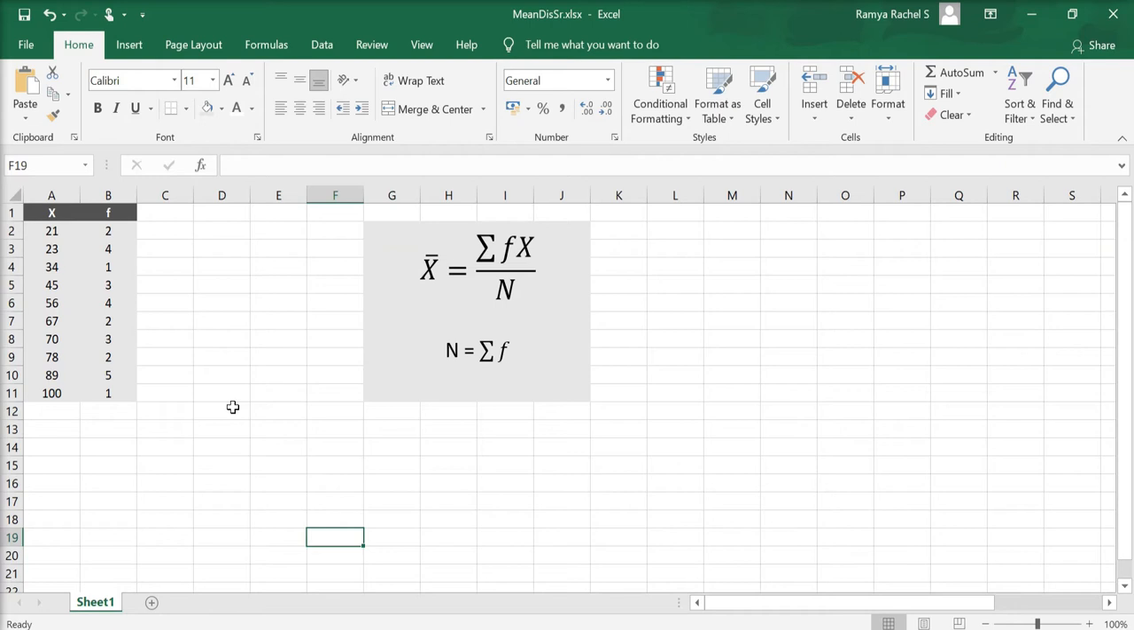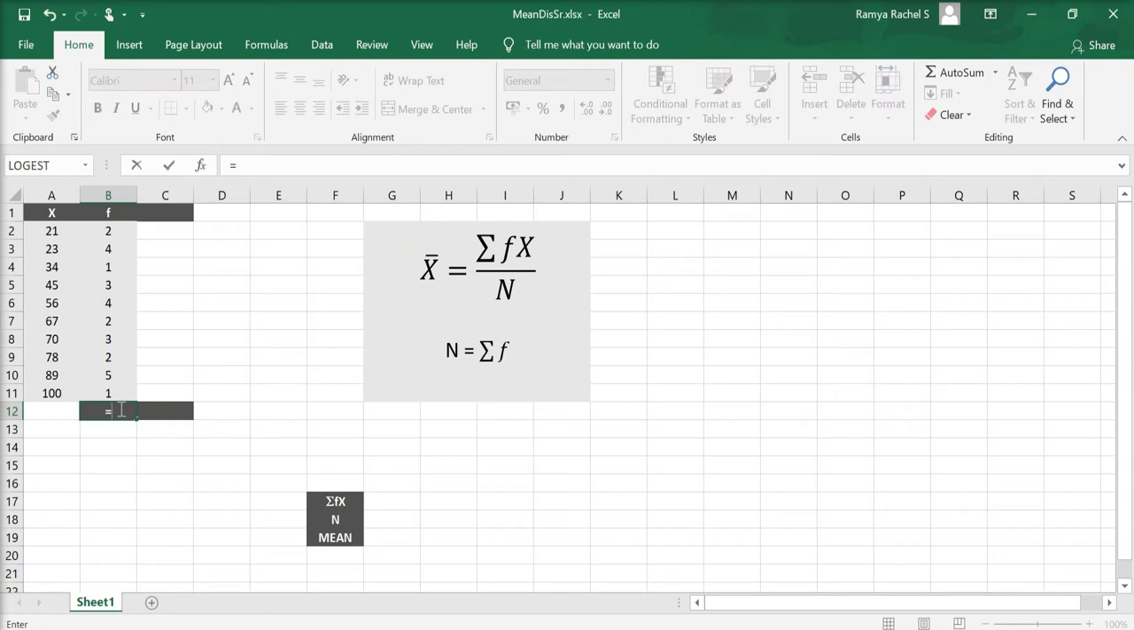To calculate n, we add all the f values by using the formula equal to sum open bracket, select all the f values and press enter. Then we calculate fx by multiplying f and x. The formula for that is equal to f asterisk x. Press enter and drag the formula.